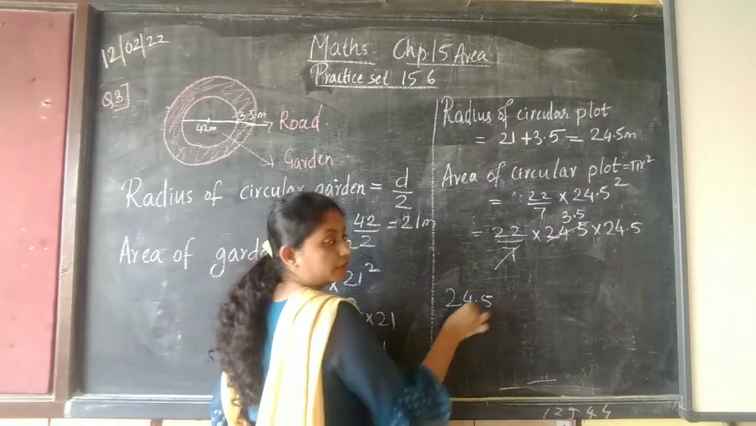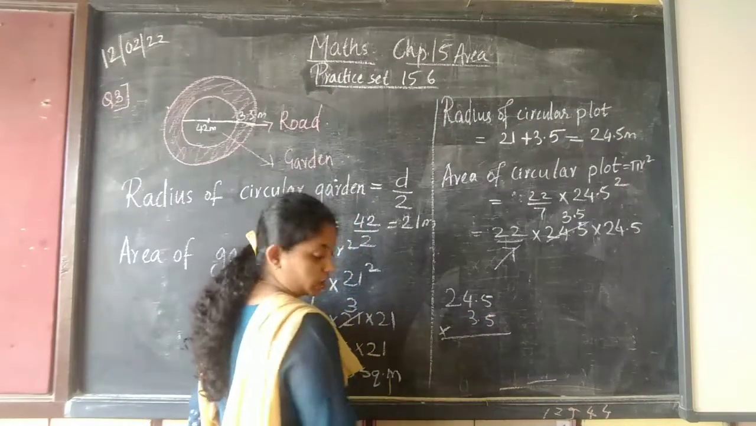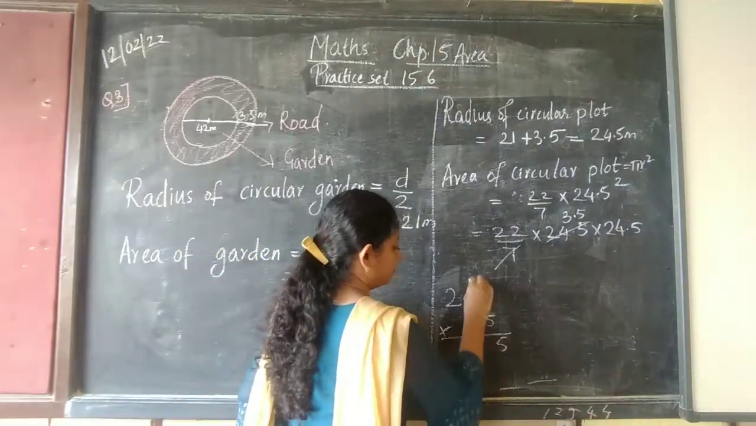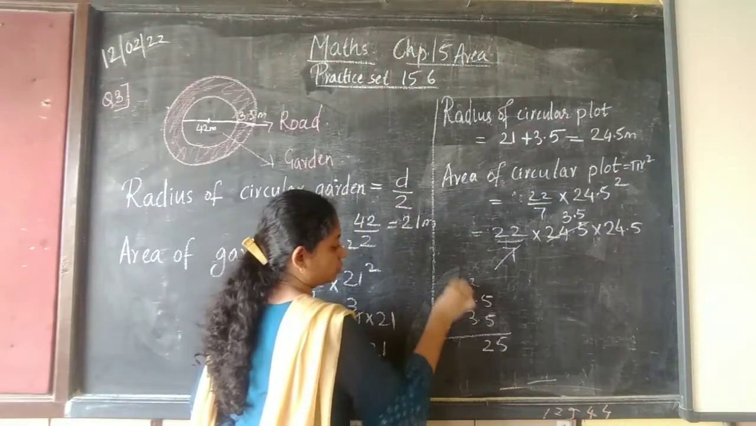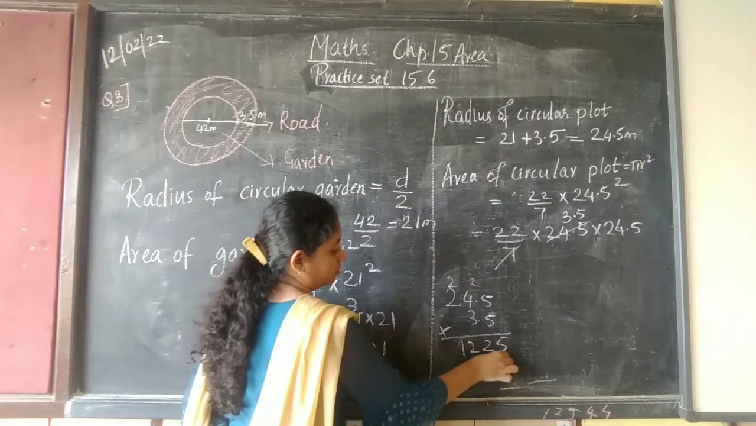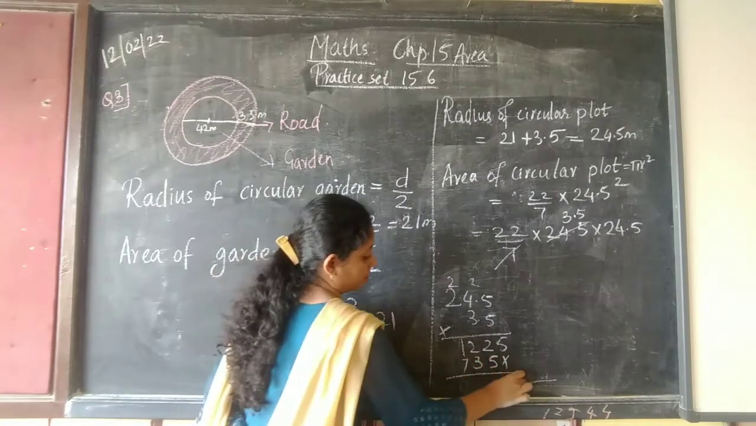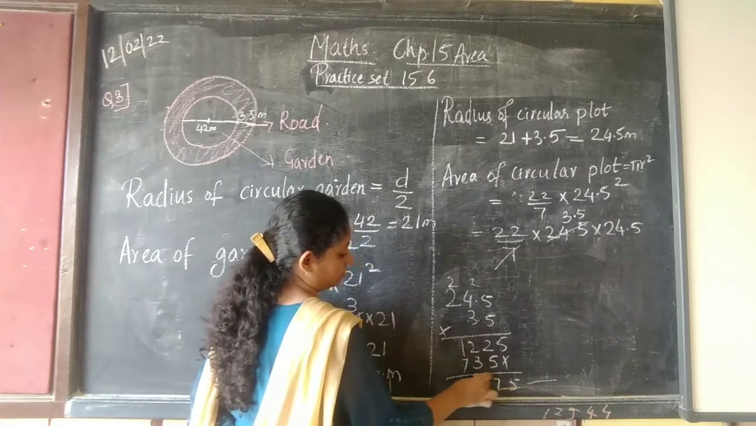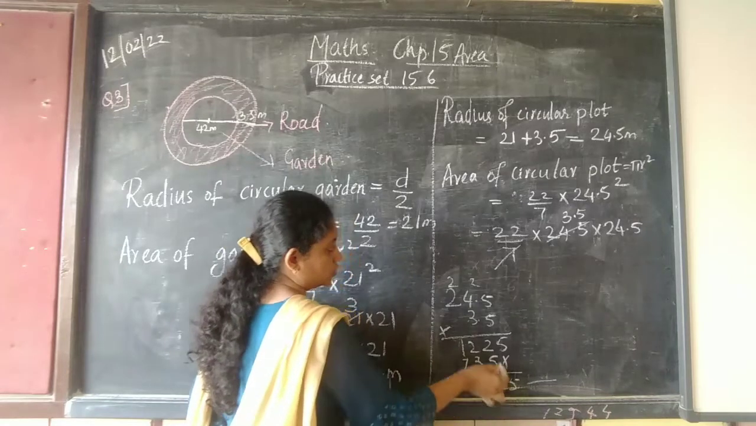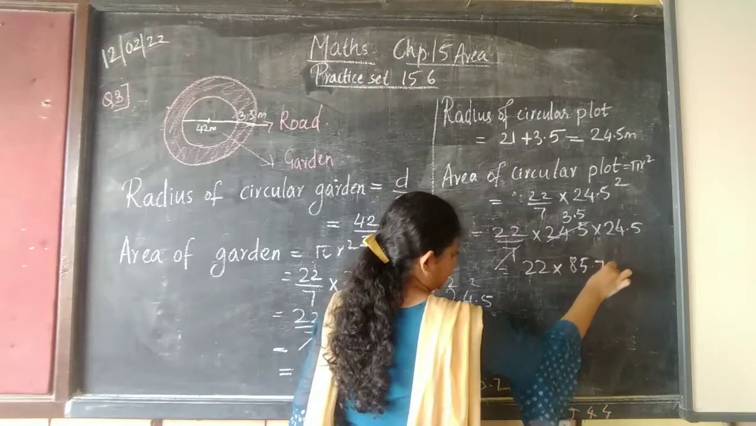24.5 into 3.5. Just check how much you are getting over here. So your 5 5s are 25, 2 5s are 20, plus 2 22, 5 2s are 10 and 12. 5 3s are 15, 4 3s are 12, 13, 3 2s are 6 and 7. 5 7 5 8 and decimal point 1 2. So 1 2. So you are getting 22 into 85.75.